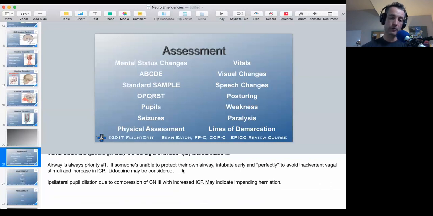We talked about cranial nerve 2 from ICP. So it's going to cause ipsilateral pupil dilation, so pupil dilation on the same side of the brain as the insult occurred. And then you'll have contralateral deficits because of that decussation, that crossing over of the upper and lower motor neurons.